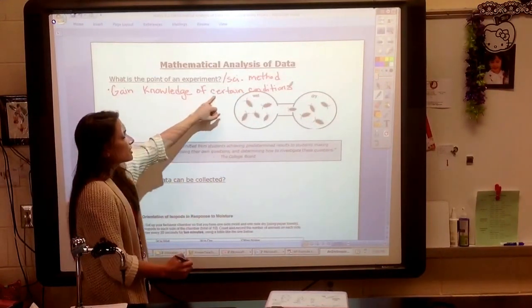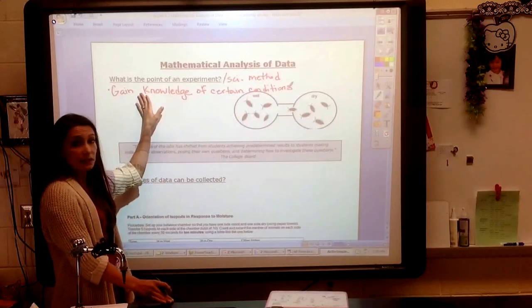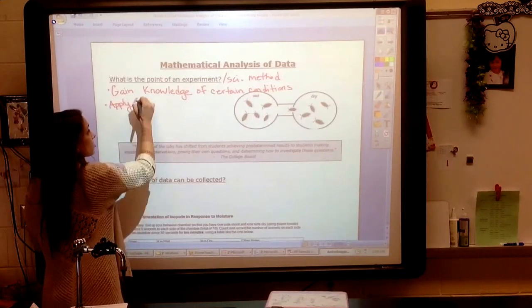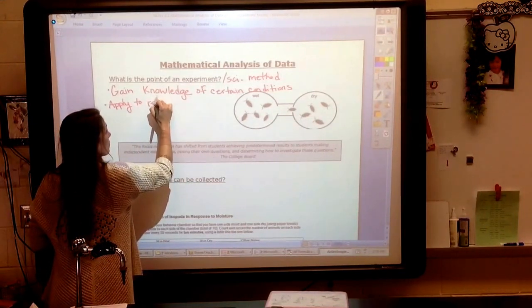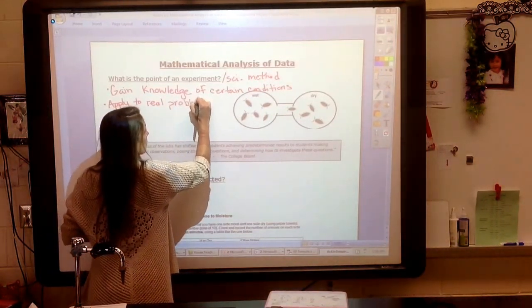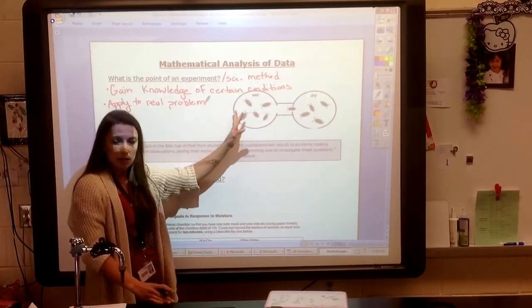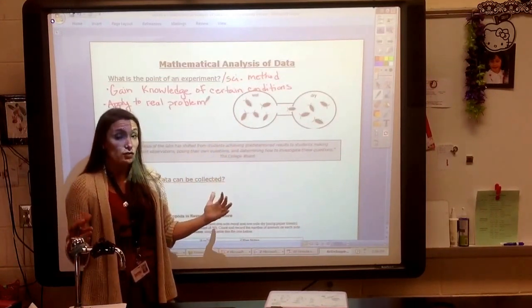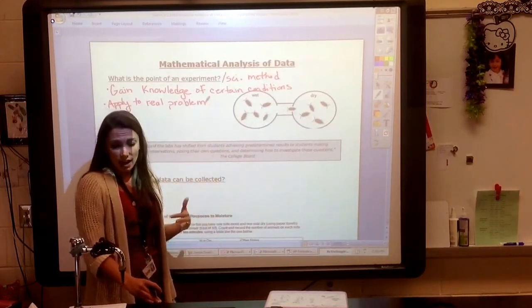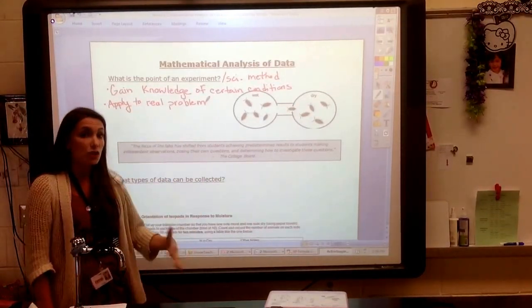And so we're going to need to be able to vary these conditions. And as a result of these varied conditions, we're going to gain knowledge. And the overall goal is that we want to be able to apply this knowledge to a real problem. So even though we're going to be looking at roly-polies and choosing conditions that may not have a huge impact overall, if you are a scientist proposing an experiment, looking for a grant, your grant has to have practical application.